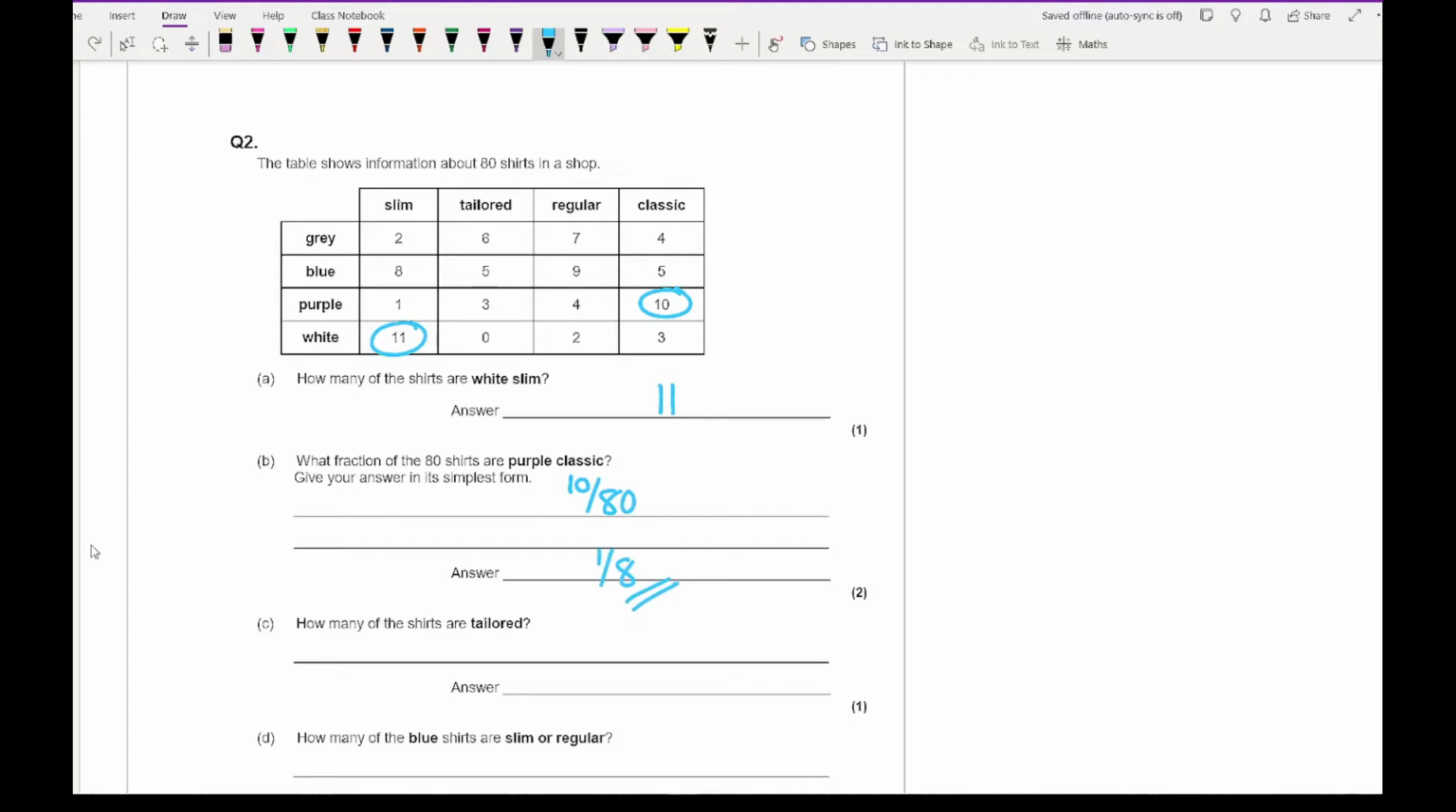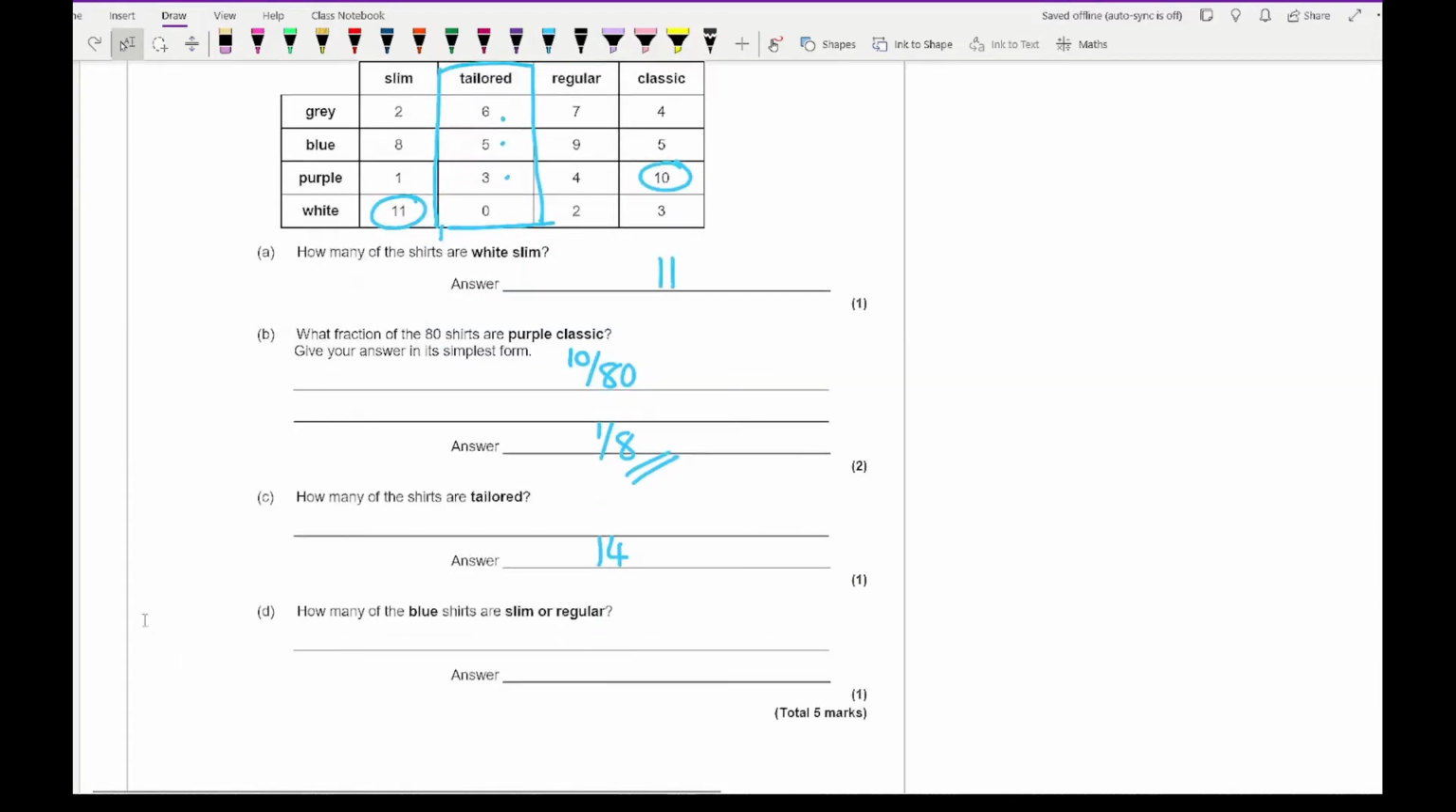It then says how many of the shirts are tailored. So what I'm doing here is I'm looking for the total of this column here, and that's going to be 6 plus 5 plus 3, which is 14. It then says how many of the blue shirts are regular or slim. So looking at blue shirts, how many are slim and regular? Well, it's going to be 8 plus 9, which is 17.